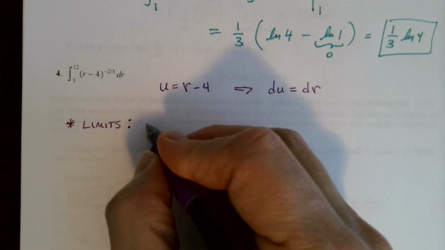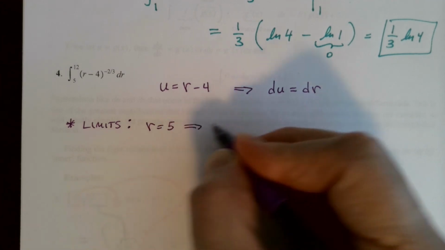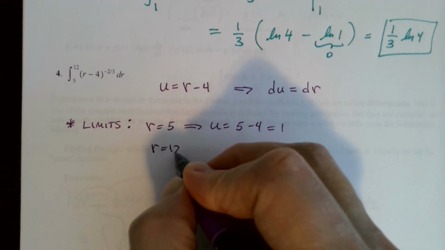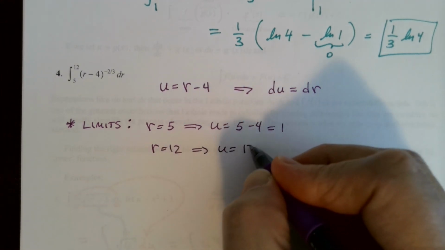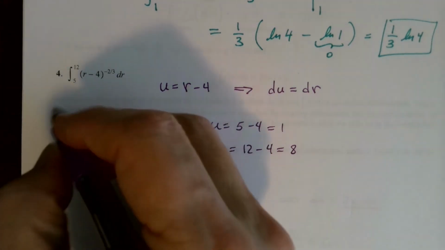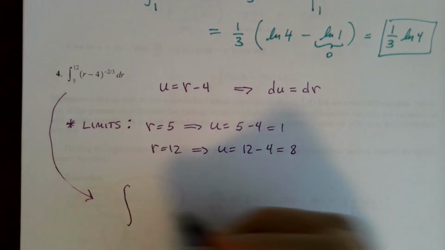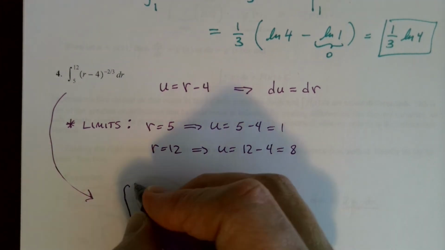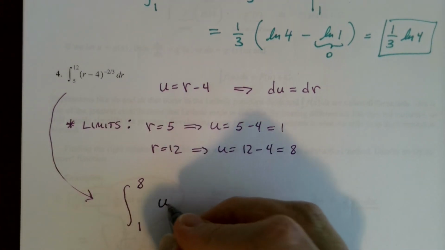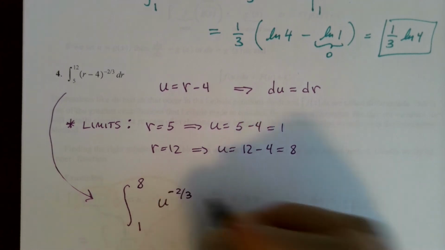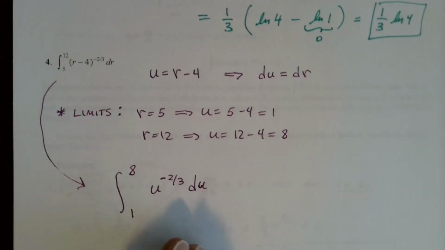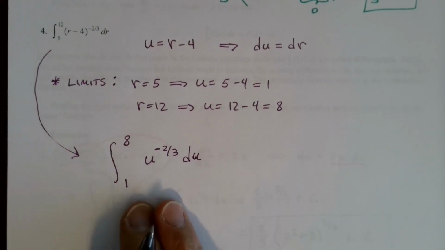If r is 5, then u is what? R minus 4. 5 minus 4 is 1. If r is 12, u is 12 minus 4, which is 8. So our new integral is the integral from 1 to 8 in the u world. And I've got r minus 4, which is u to the negative 2/3 power, and the dr is the same as the du. And again, I'm not going to look back to the r's. I'm gone. I'm in the u world. I'm just going to do the integral here.